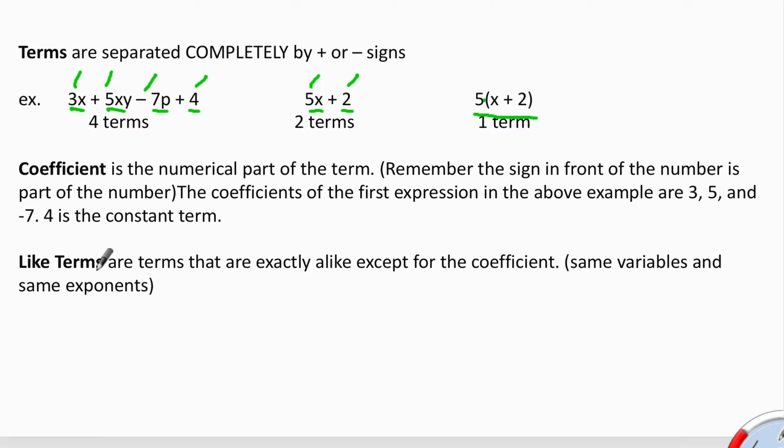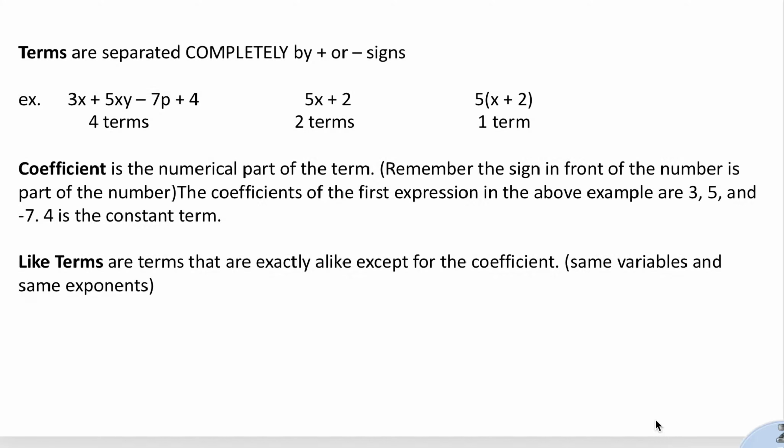Okay? Like terms are terms that are exactly alike except for the coefficient. They got to have the same variables and the same exponent. So 2x and 5x, they are like terms. 2x and 5x squared are not like terms. It doesn't matter about the letter. Everything's got to be exactly alike. So 7x squared and 5x squared are like terms.